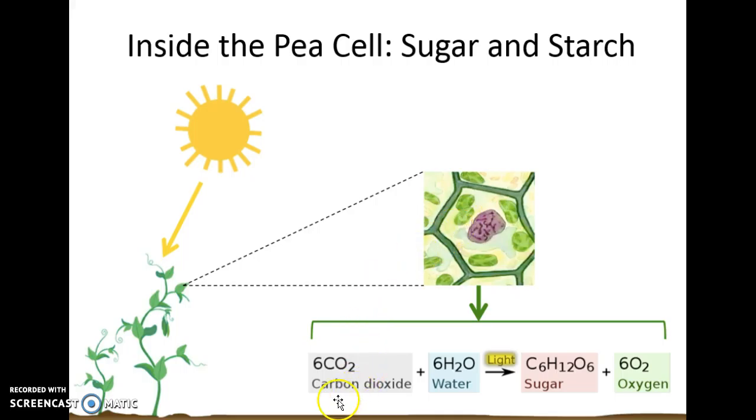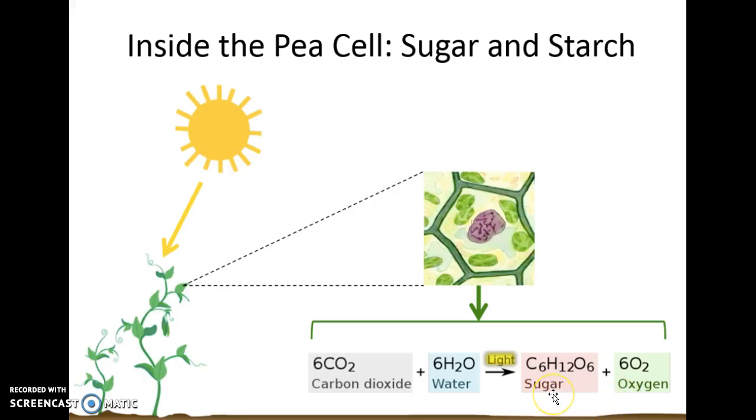Here's the overall process for photosynthesis. This should look familiar. Carbon dioxide taken in from the air combines with water taken in through the roots, or maybe through the leaf, again from the air, combines with light, and it makes this molecule, a sugar molecule, and it also produces oxygen, which is released back into the environment.